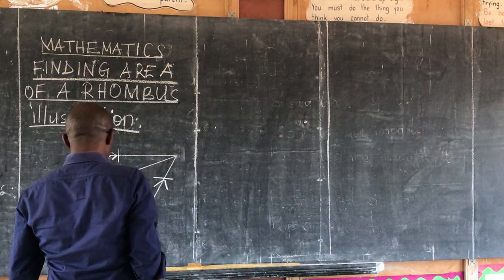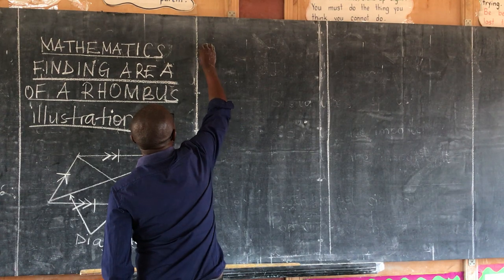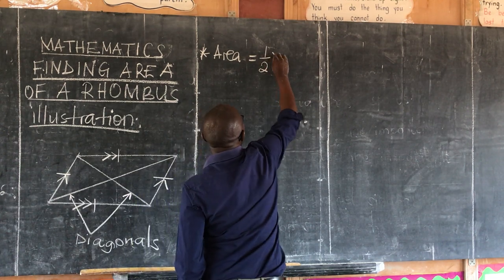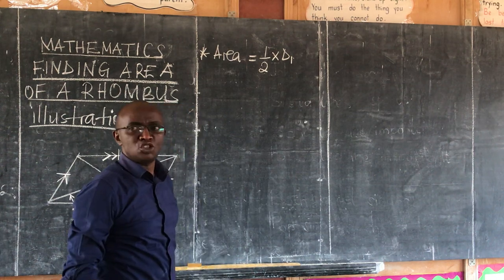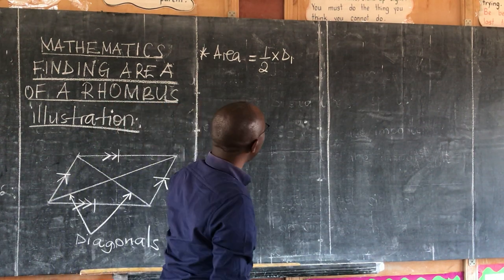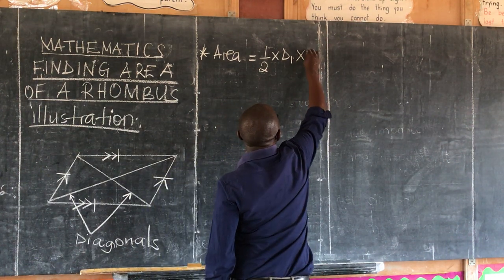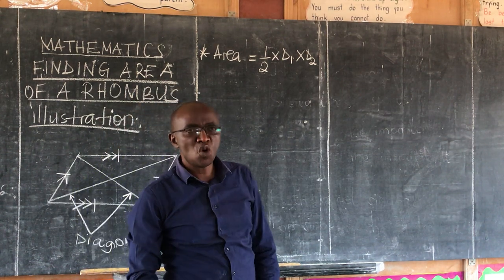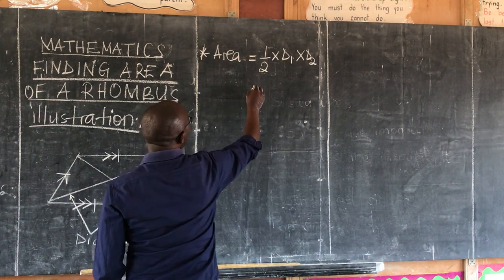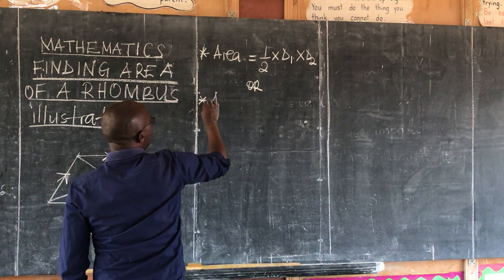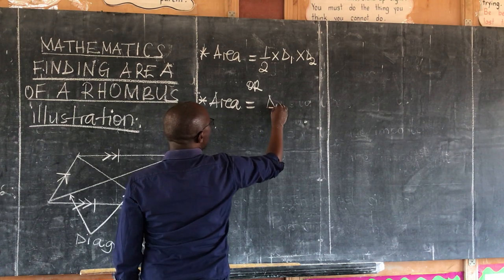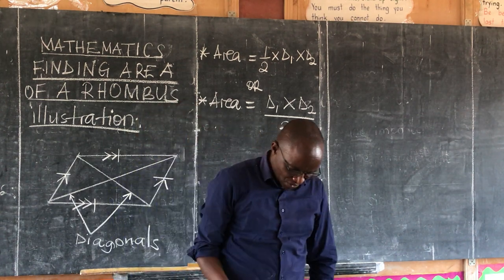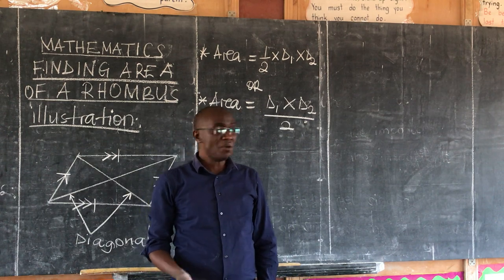So now, how do we find the area of a rhombus? The area of a rhombus is equal to a half times the length of diagonal 1 times the length of diagonal 2. Or another one could be: area of a rhombus is equal to diagonal 1 times diagonal 2, all over 2. So you can use either of those to find the area of a rhombus.